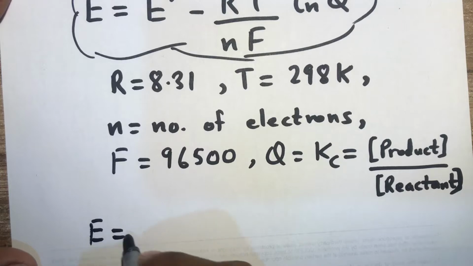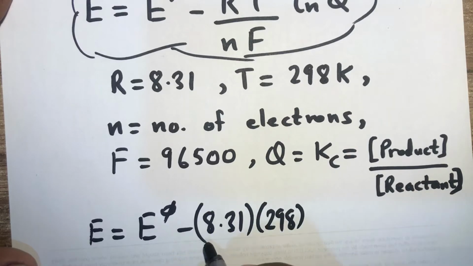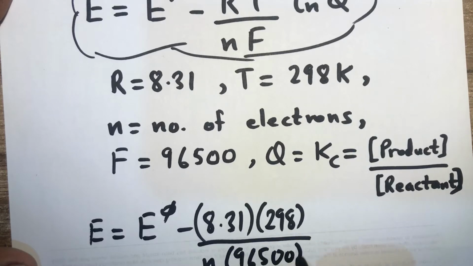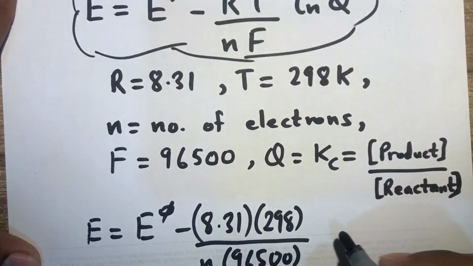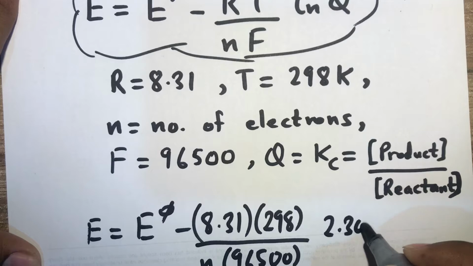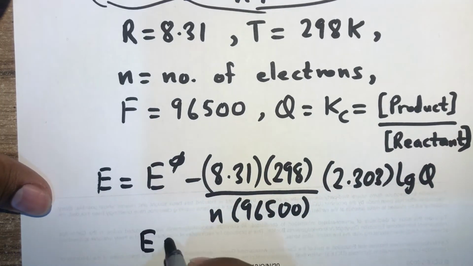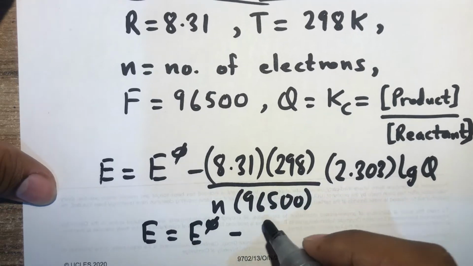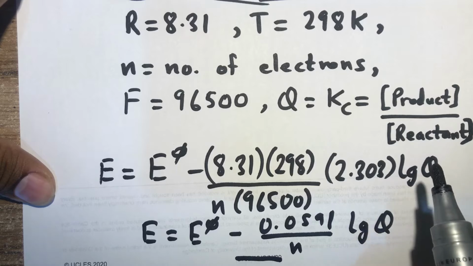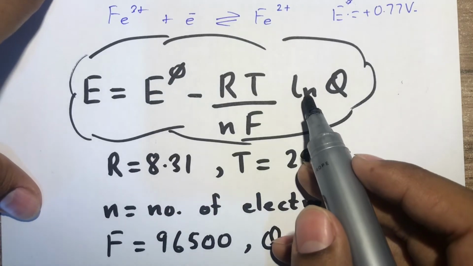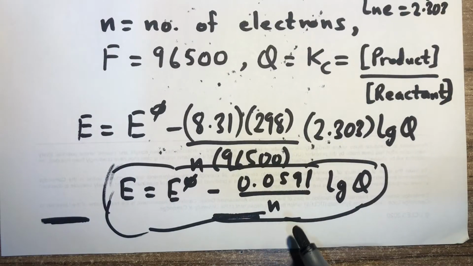Okay, so now let's simplify this formula. So E equals E naught, R we know is 8.31, temperature is 298 Kelvin, F is 96,500, and then to convert ln to lg, what we do is we multiply it with 2.303 and this becomes lg Q. So if you simplify it, this becomes E equals E naught minus 0.0591 upon n times lg Q. For those who don't have maths, ln is basically logarithm with base e, that is exponent. lg is logarithm with base 10. So this is the simplified expression for the Nernst equation, which we'll usually be using.